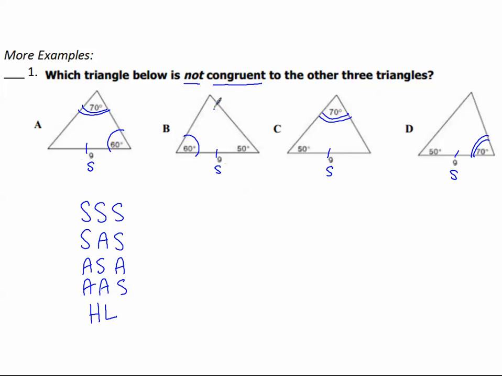Remember, when we don't know an angle in a triangle, we can always find that because the angles have to add up to 180 degrees. So if I say 50 plus 60 in this one, 110, what do the leftovers have to be?